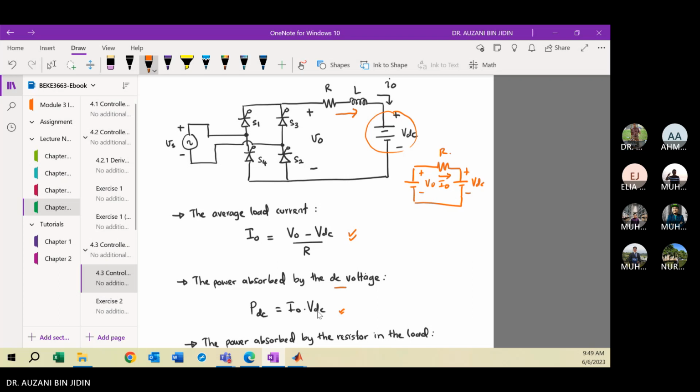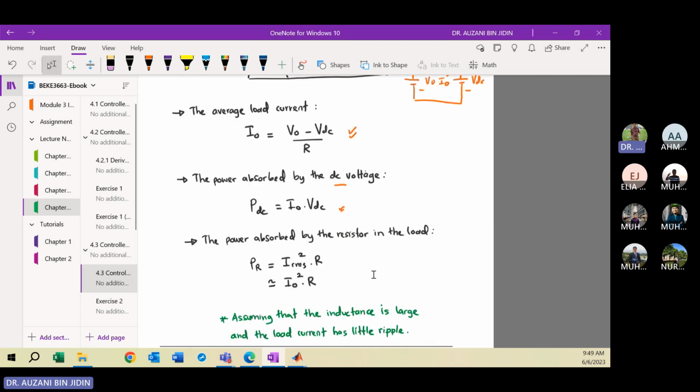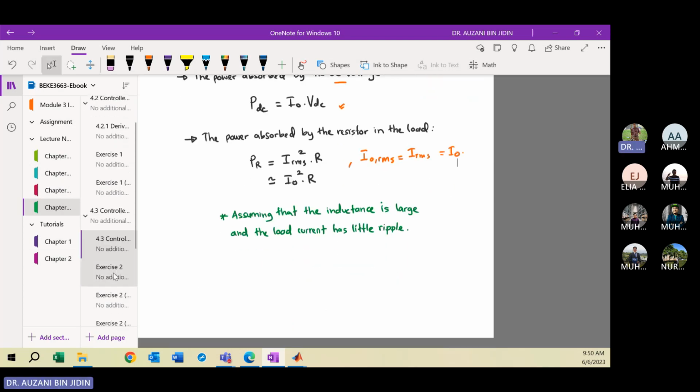Then the power absorbed by the resistor is simple, straightforward: I squared multiplied by R. In this case we need to assume that the RMS of the output current, IRMS, equals IO. So we can consider the current is ripple free. That's why we can equate these two terms, IRMS and IO. Then we can proceed to do the exercise.